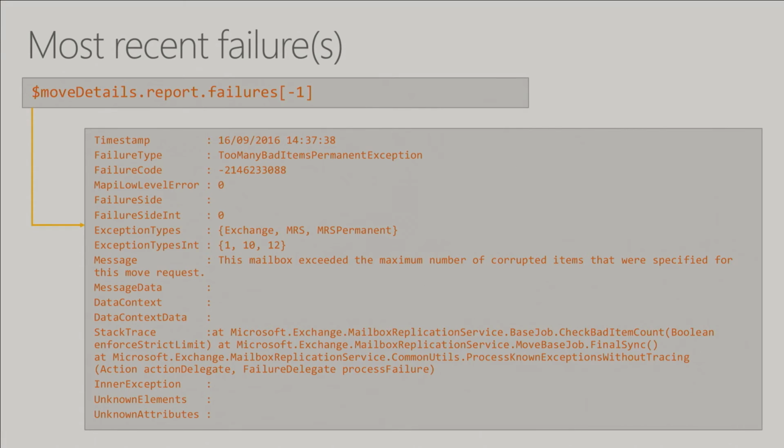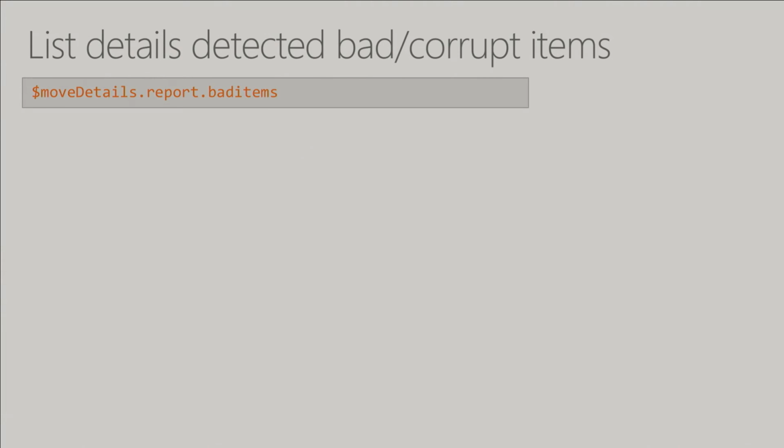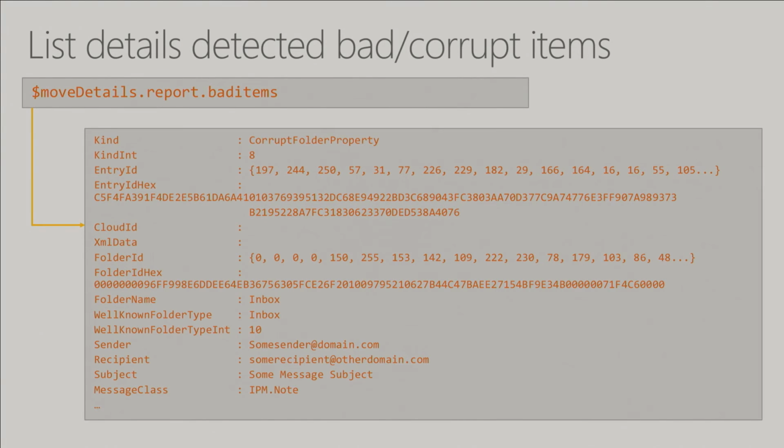For instance, if you take the last failure, that's the -1 in square brackets here, it does tell you, OK, so the too many bad items, it tells you the mailbox exceeded the maximum amount of corrupted items. We already know that, of course. But it might tell you something else. You can actually take that information, so you know it's about bad items, and then go to the bad item property and get all the information out of that attribute. In this case, it will literally tell you what the bad items are. So if you've got 10 items that are bad, you can take a look and understand which ones they are.